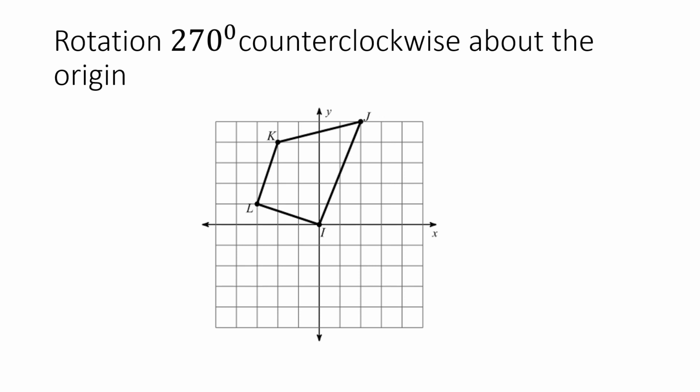And we are going to rotate figure IJKL 270 degrees counterclockwise about the origin, which means we are going to turn the paper 3 times opposite the direction the clock moves.